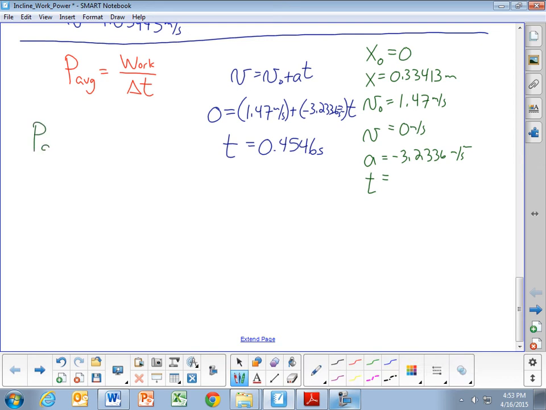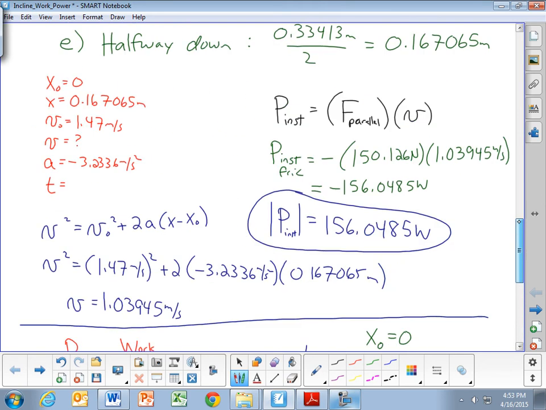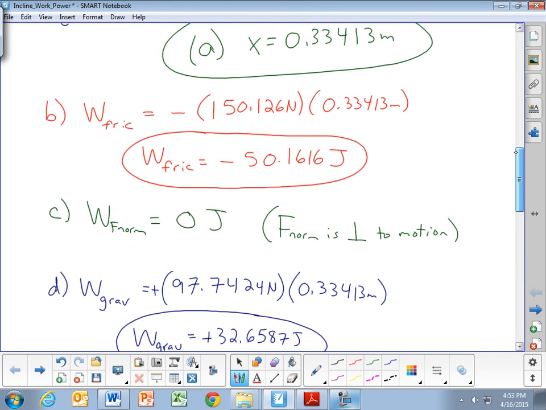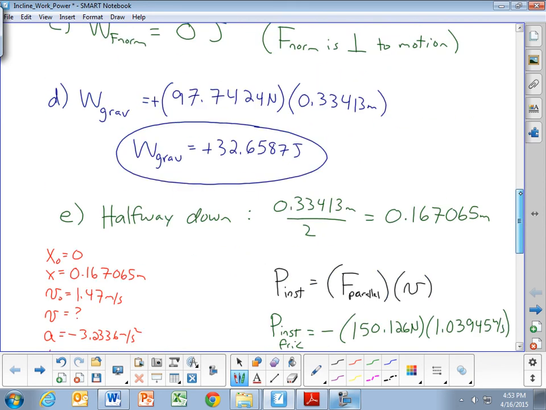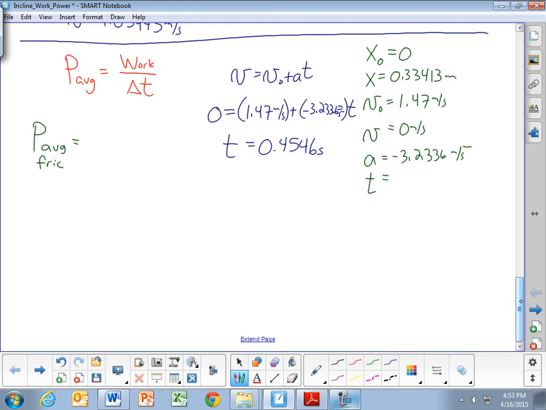So this means that the average power generated by friction would be the work done by friction, which is what we calculated in part B. It was negative 50.1616 joules. Again, we wanted the work from the beginning to the end because we're looking for the average power from the beginning to the end. So it was negative 50.1616 joules divided by the time of 0.4546 seconds.